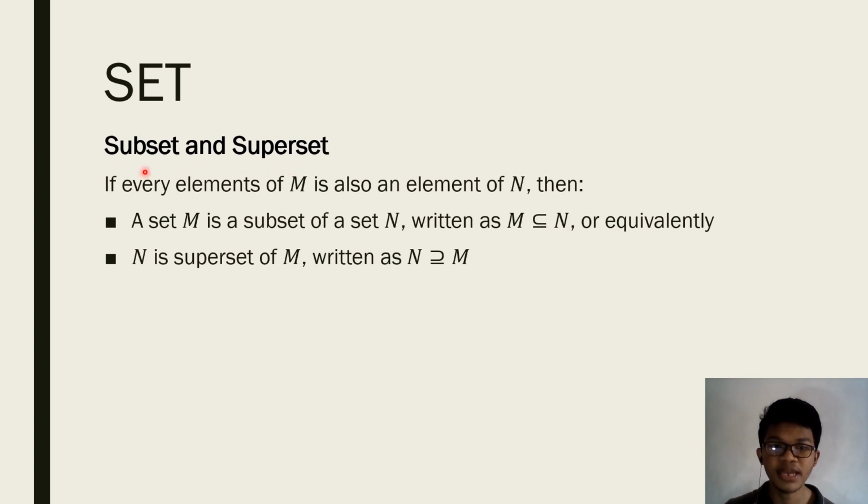Now about subset and superset. If every element of M is also an element of N, then a set M is a subset of a set N, written like this. We can read this as M is a subset of N, or equivalently, N is a superset of M, written like this.